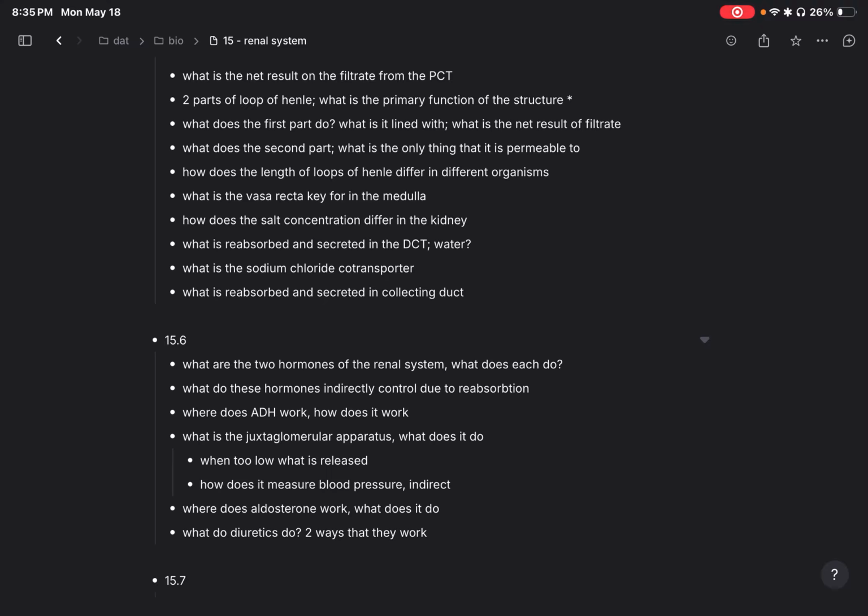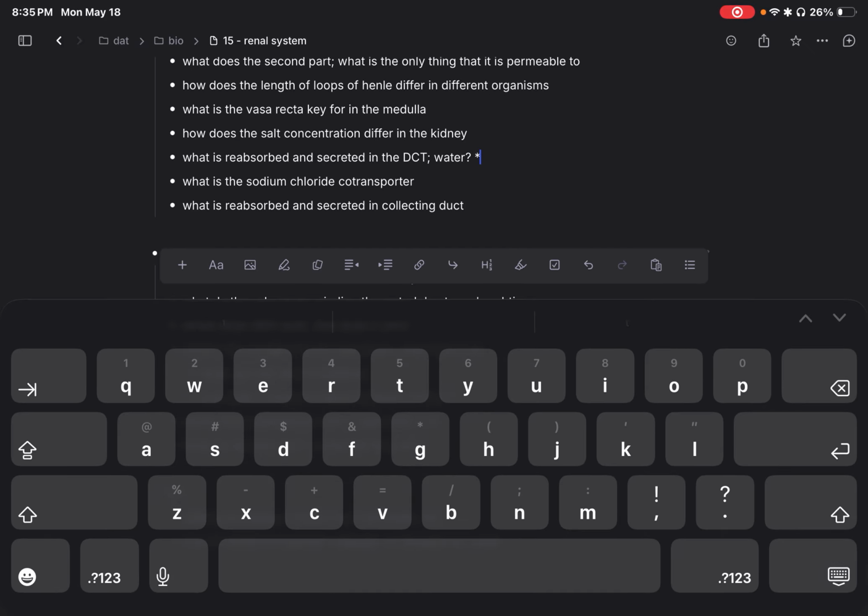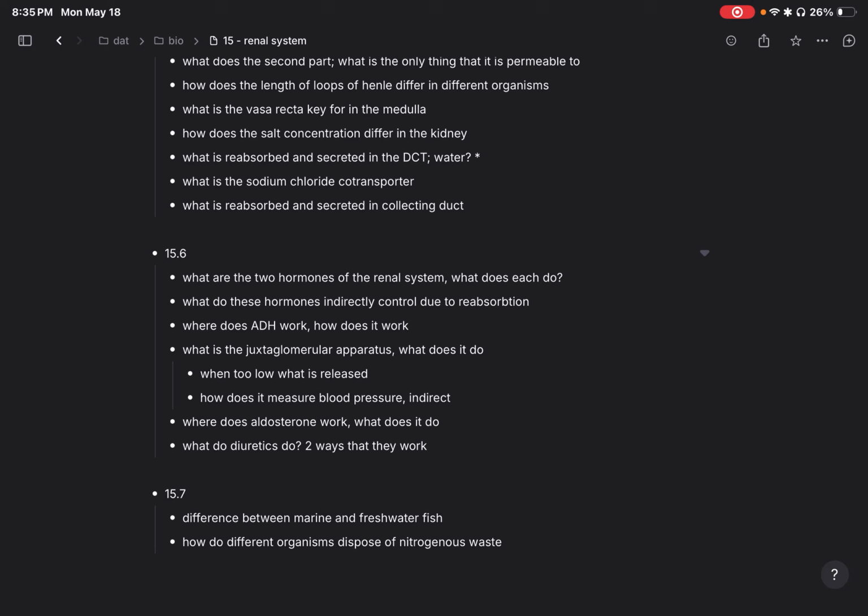What is reabsorbed and secreted in the DCT, the distal convoluted tubule? I'm actually not too sure. I believe it would just be salts and water. Yeah, so it says cortex is the least concentrated, outer medulla is more concentrated, and inner medulla is the most concentrated. So the distal convoluted tubule will reabsorb ions again, NaCl and K+, and water.